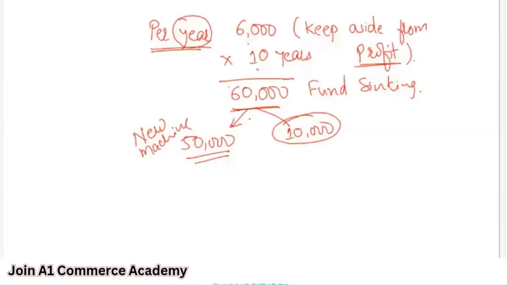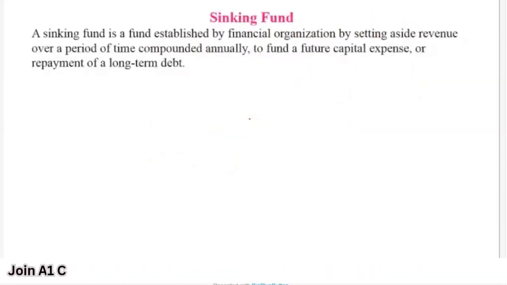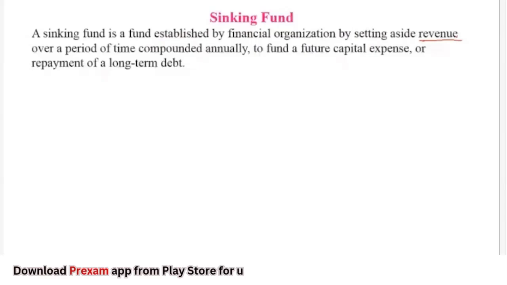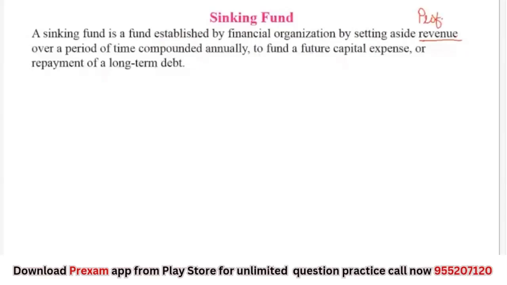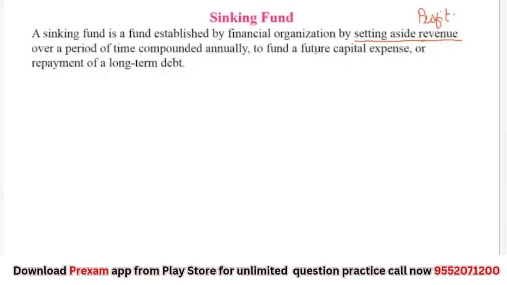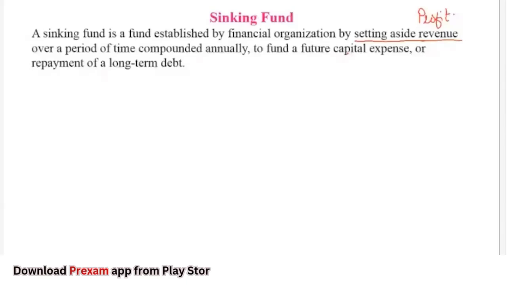So now sinking fund. Let's see what it says. A sinking fund is a fund established by a financial organization by setting aside revenue. Revenue means profit. Setting aside profit over a period of time, compounded annually, to fund further capital expense. Capital expense means what? For example, purchase of an asset.